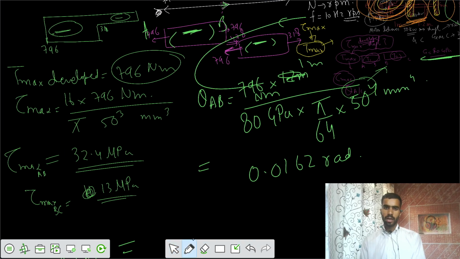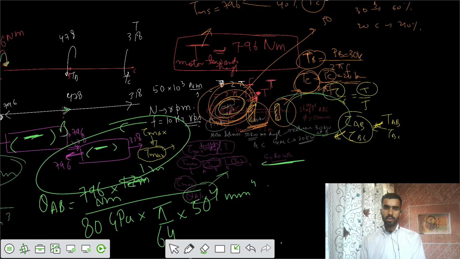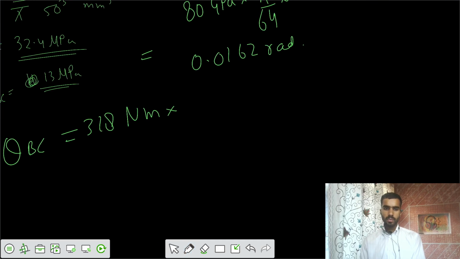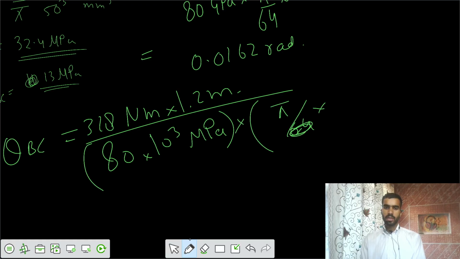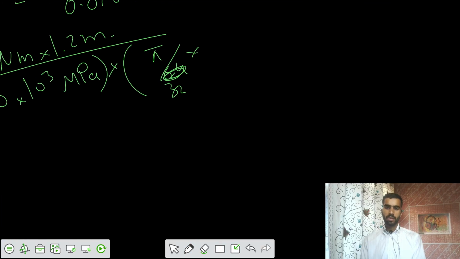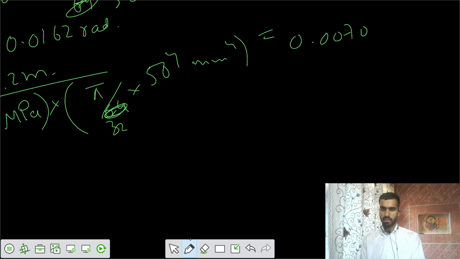And similarly, you can solve theta BC, that equals torque of 318 Newton meter, length was equal to 1.2 meter, TL by GJ, 80 gigapascal, and J was equal to pi by 32, 50 power 4, and you get a value of theta BC equal to 0.0078 radian.